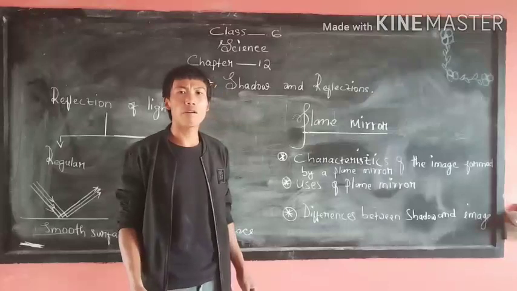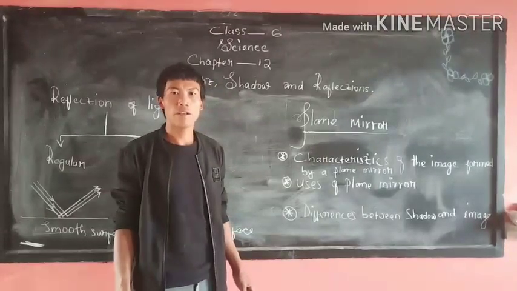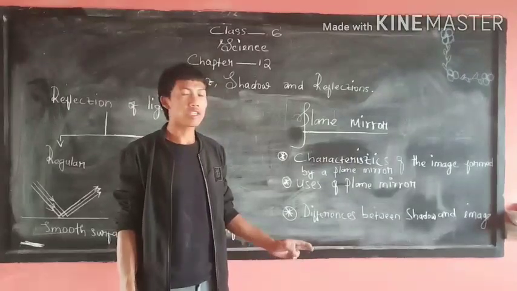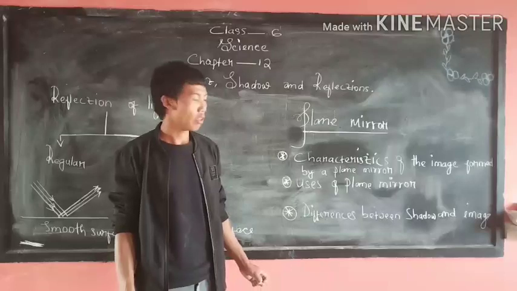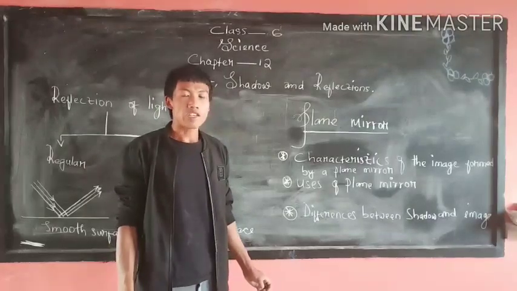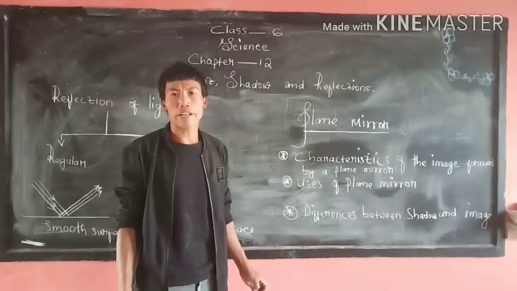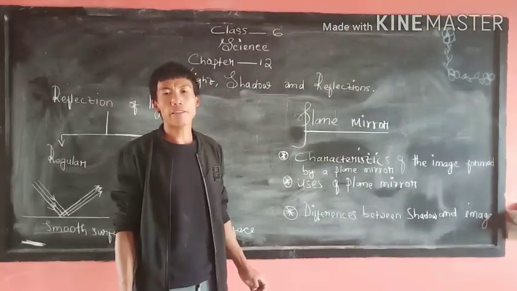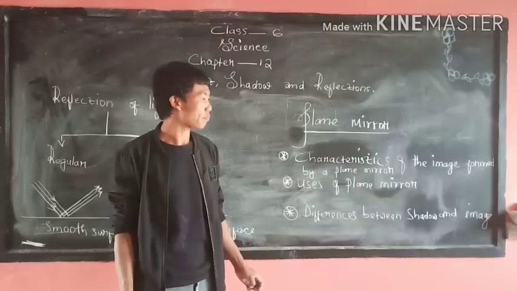Point number 3. A shadow only gives an outline, not a detail. But an image gives an outline as well as a detail. Point number 4. A shadow is not laterally inverted. On the other hand, an image is always laterally inverted.